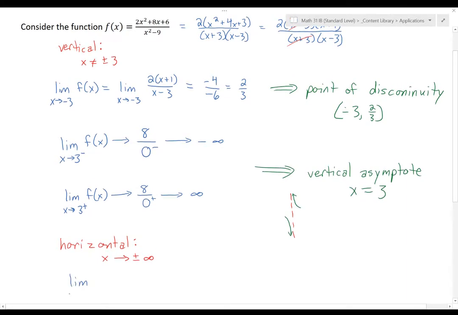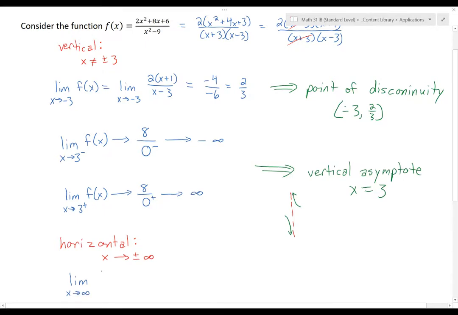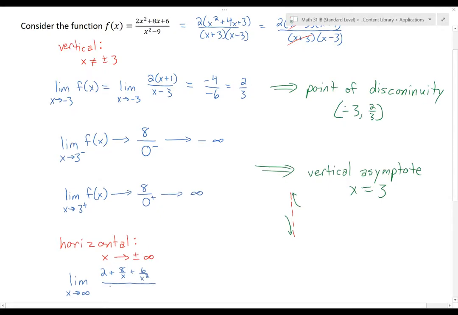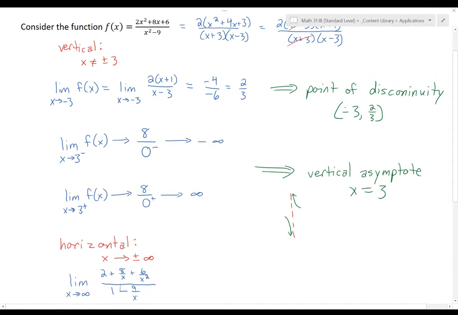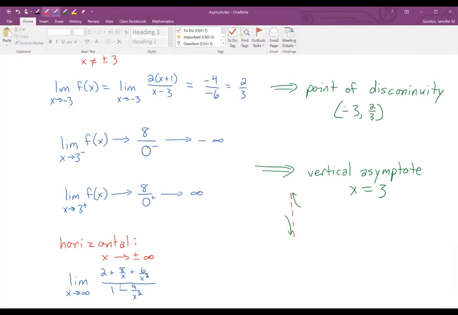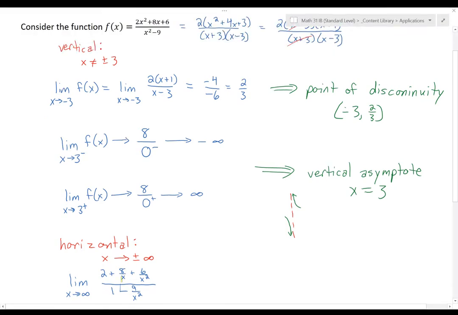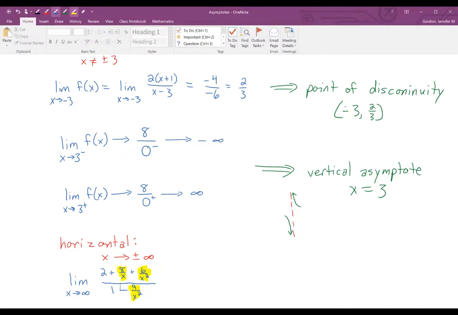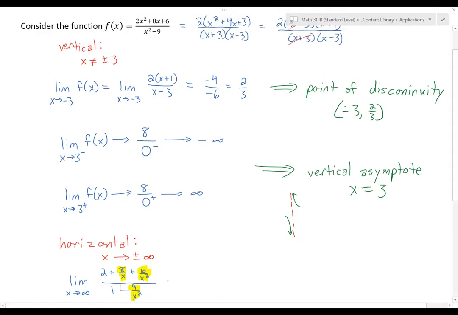So let's look at the limit as x approaches infinity of 2 plus 8 over x plus 6 over x squared, so I'm going back to the original unsimplified form of the function, over 1 minus 9 over x squared. Because this form allows me to figure out what's going on, each of these fractions that has x as a denominator, so 8 over x, 6 over x squared, 9 over x squared, as x becomes infinitely large, is going to go to 0. And that's actually true whether x is going to positive or negative infinity. So I'm going to get the same thing here.